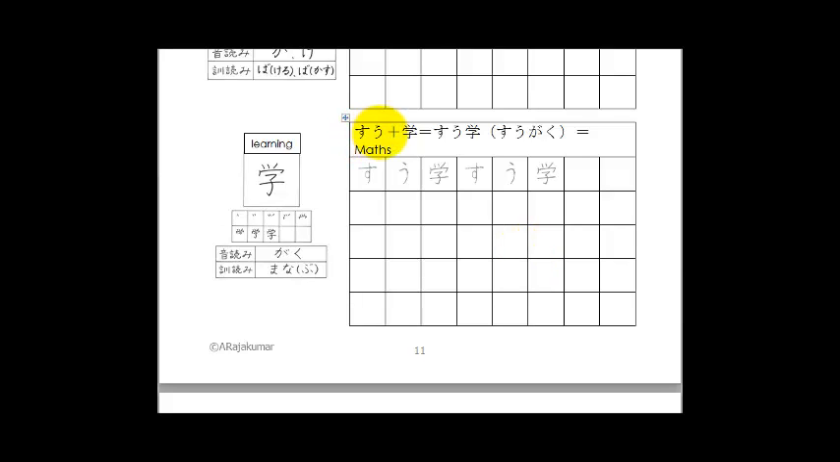Now if we add su to gaku, we get su-gaku, and that means maths. At this stage we don't need the character for su, so you can just write it in hiragana, su-gaku.